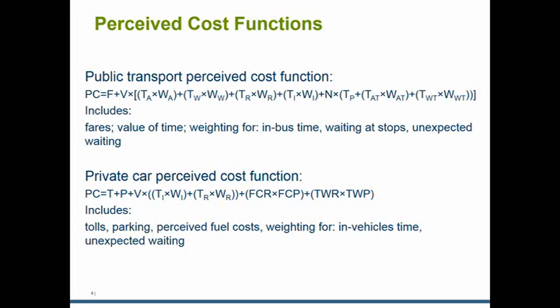What I'd like to introduce you to now are perceived costs. Here we have what we call perceived cost functions. I've got two functions here, one for public transport and one for private cars. Let's first take a look at the public transport perceived cost function. People on public transport perceive that there's a cost for fares. Basically that is what you're paying, your ticket price, or using your card to get onto the train or onto the bus to get you from point A to point B.